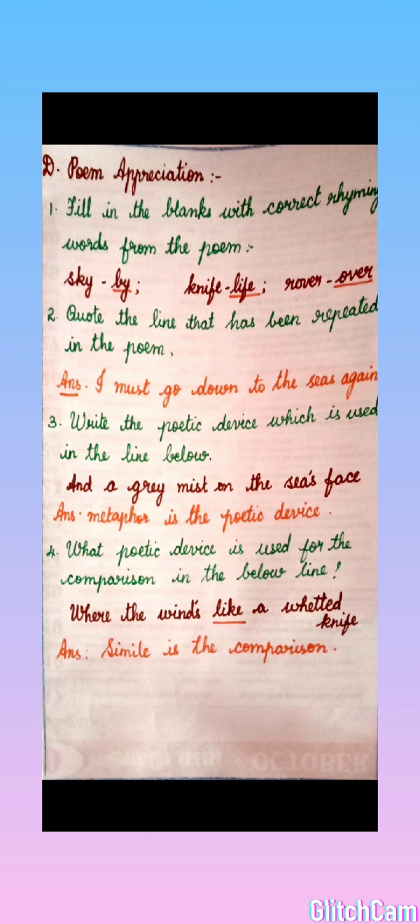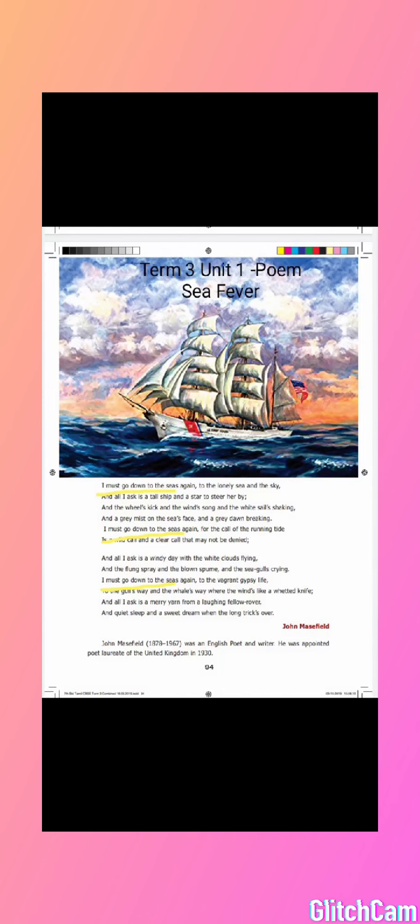Okay. Second one, quote the line that has been repeated in the poem. In many poems, the poem lines would be repeated. It's called repetition. It is also a poetic device, children. Here the answer is, I must go down to the seas again. Let me show you this line in the poem which has been repeated many times. Now have a look at this, children. Can you find that I must go down to the seas again has been repeated? How many times has it been repeated? Thrice. Yes.